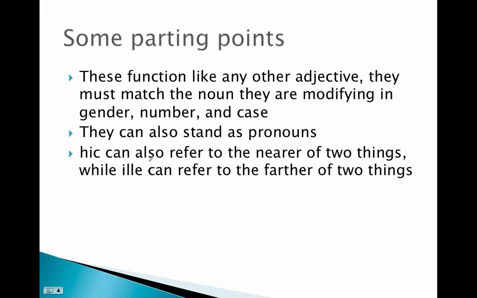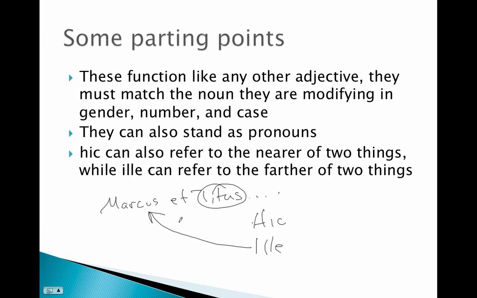And then also, hic, when referring to two things, so let's say Marcus et Titus, right? We talk about Marcus and Titus, and then anytime I refer to them again, I can say hic. This one, the closer one, would actually refer to Titus since he's closer. But ille, the further one, would refer to Marcus. Okay, so hic, the closer one, ille, the further one.